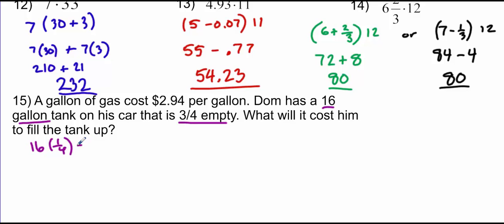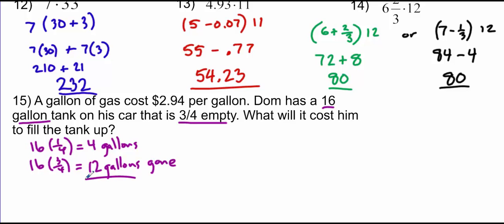And so we're seeing that he has actually 4 gallons remaining. And the more I think about that, I think it would have been better to go ahead and do 16 times 3/4 to say he has 12 gallons gone, okay? That's the part we need right there, 12 gallons, because we're filling it up. So anyway, I don't know why I did 16 times 1/4. Sometimes you outthink things, but I'm just going to roll with it. So here we go. So we need 12 gallons of gas to fill this tank.